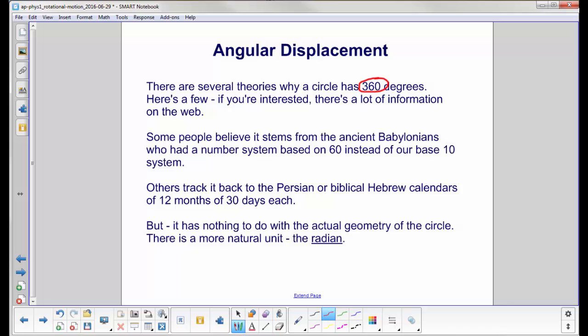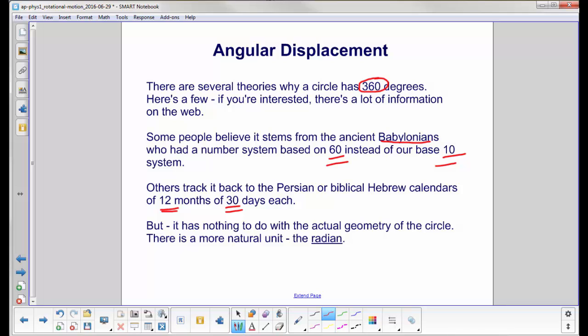So a little research on Wikipedia and the web, and there's a couple of proposed ideas for that. Some folks believe it stems from the ancient Babylonians, and they had a number system based on 60 instead of our base 10 system. Not sure why. That would be something that would be pretty cool to look up. Others track it back to the Persian or biblical Hebrew calendars, where they had 12 months. Each month had 30 days, so there's another 360. Notice none of these have anything to do with the actual geometry of a circle.